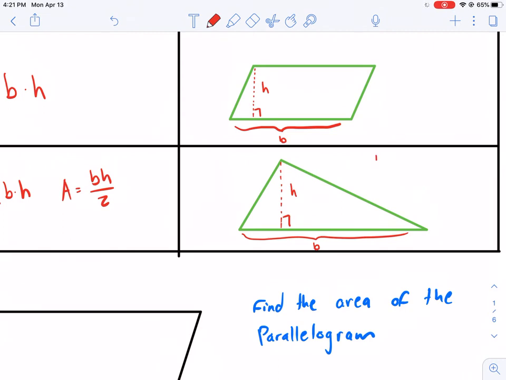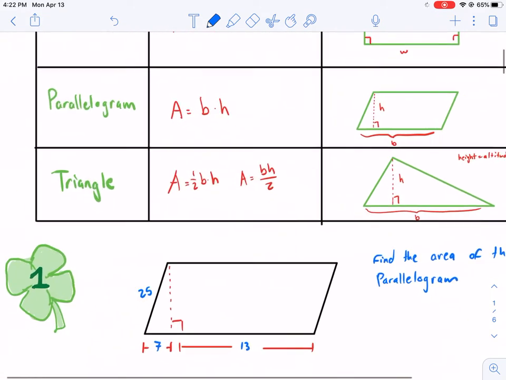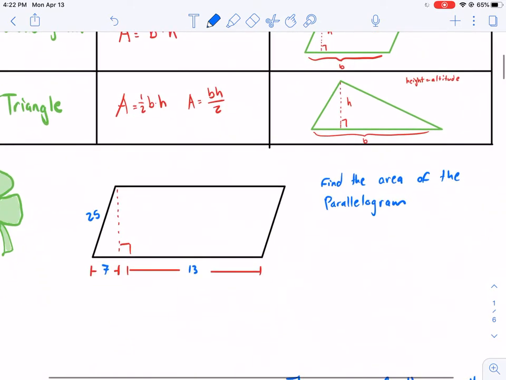In other terms, the height is equal to the altitude. Remember, an altitude connects a vertex, which is here, perpendicular to the other side. So if your other side is the base that you're referring to, then you're golden, that's your height. But really, we can use any of these sides as our base as long as we have a perpendicular line connecting the vertex to that side, okay?